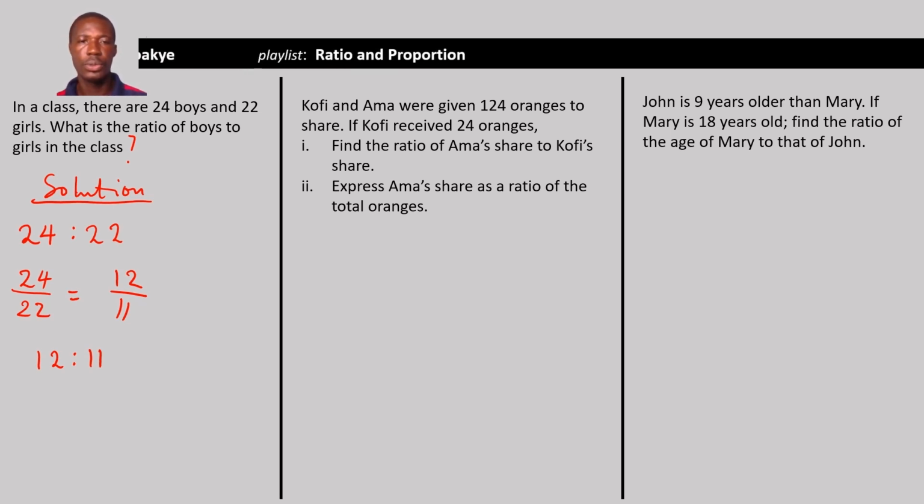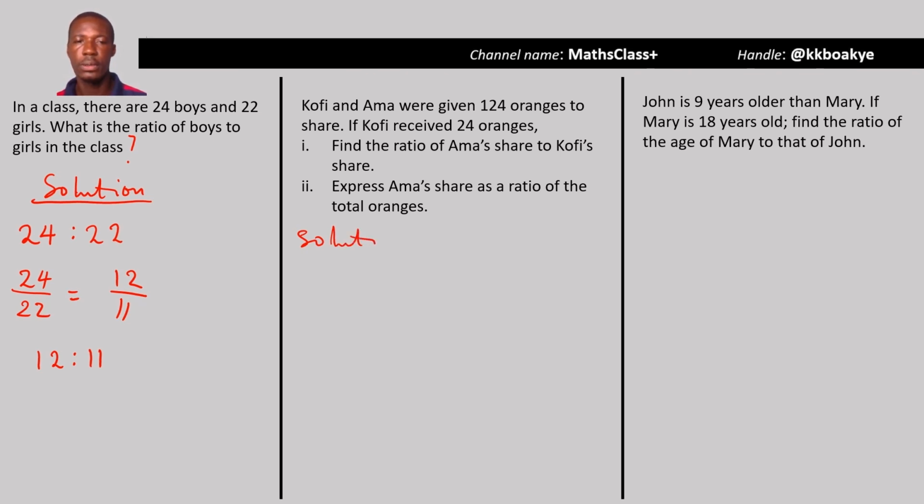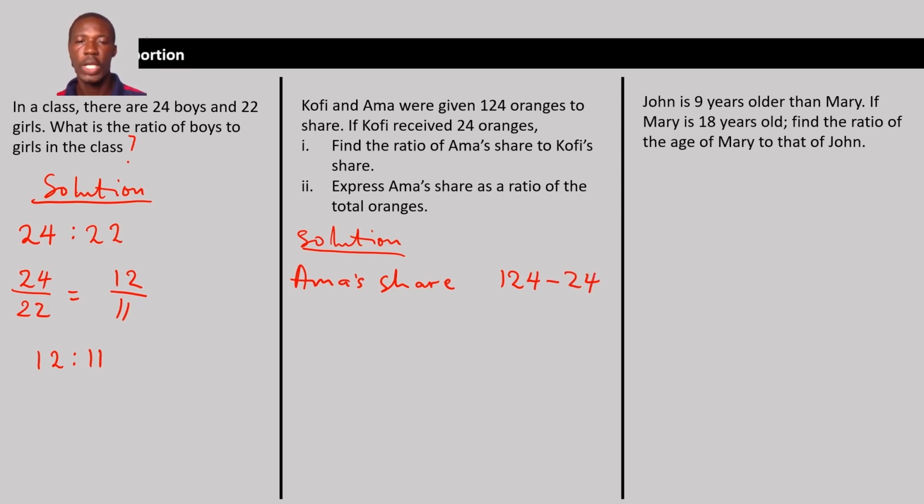Now we come to the second example. Kofi and Amma were given 124 oranges to share. If Kofi received 24 oranges, find the ratio of Ama's share to Kofi's share. In this example, Ama's share was not given, and so we are going to subtract Kofi's share from the total. So Ama's share will be 124 minus 24, and that will give us 100 oranges.